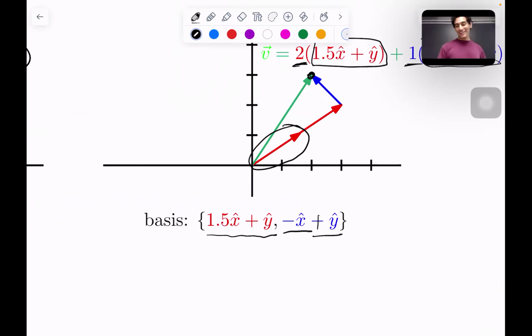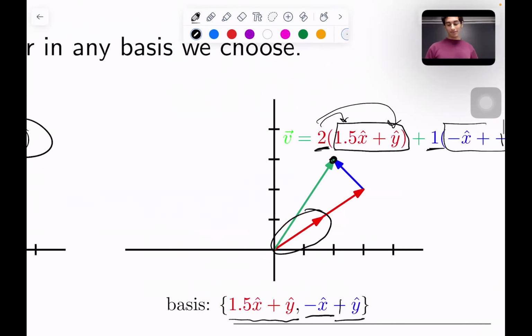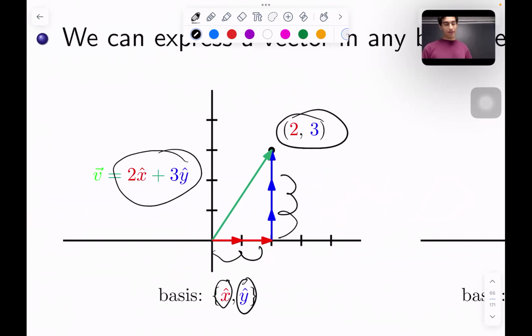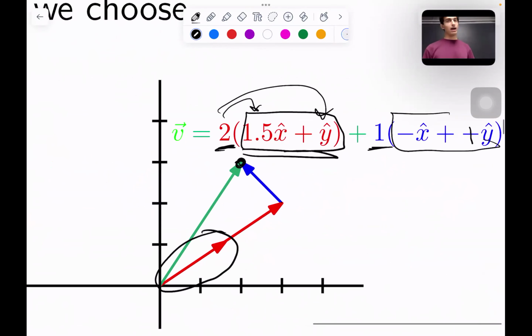All right, thanks. And also if you distribute this 2, combine like terms and simplify, you'll end up getting the exact same thing. But the point is we can redefine the scale of our basis. Is that clear to everyone?